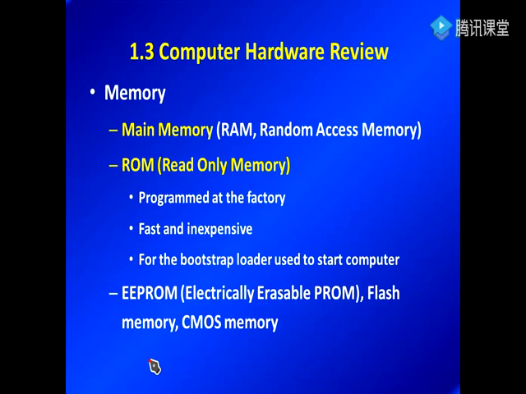You'll see the data in memory will disappear after the power is off. So we have the ROM, this kind of memory, read-only memory, and the data stored in ROM can be stored permanently.